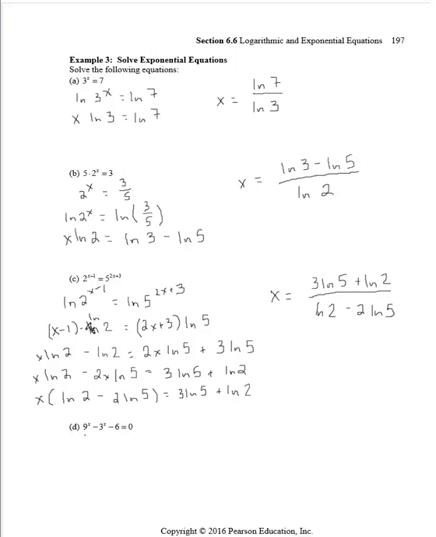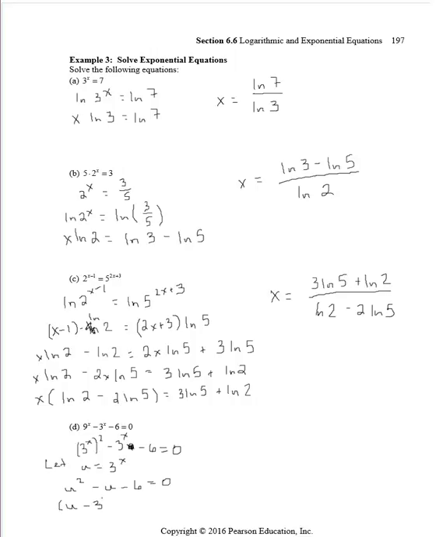Okay, the last one. So for the last one, this is a little bit different. So you see we have a 3 to the x here, and we have a 9. We know that 9 is 3 squared. So if we make that a 3 to the x, whole thing squared, minus 3 to the x minus 6. Now, we have an equation that is quadratic in form, so we're going to substitute. Let u equal 3 to the x. So what we have is u squared minus u minus 6 equals 0.